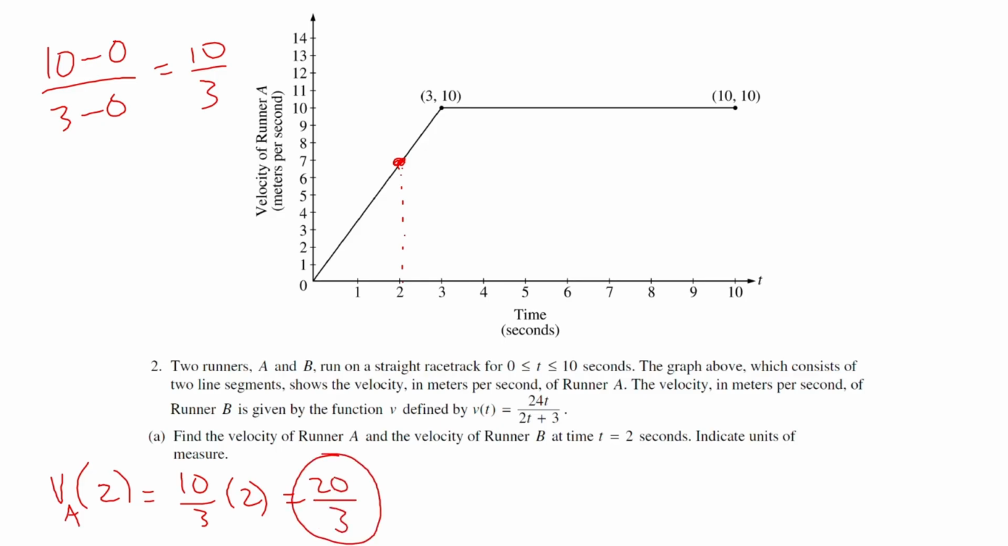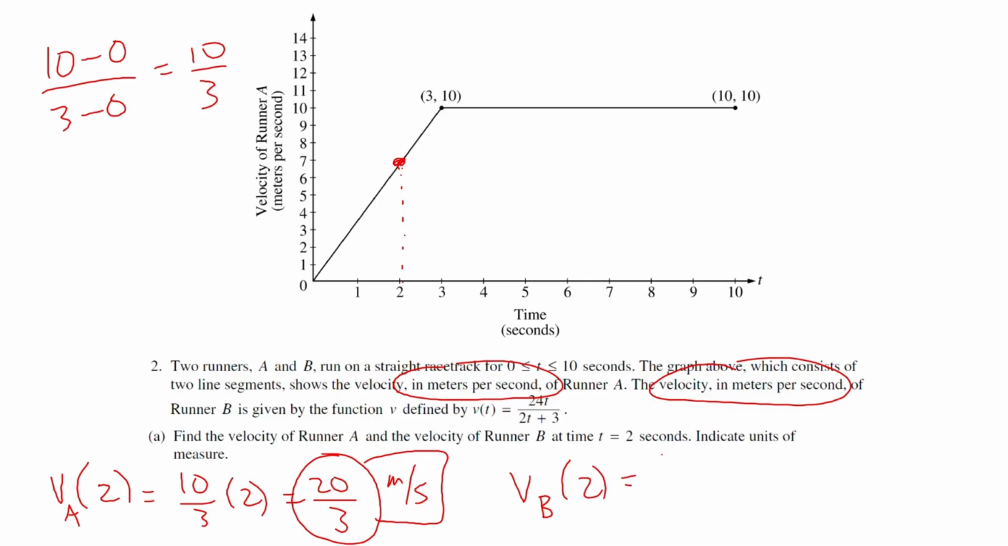And we want units here, so the velocity, they've already even told us, it's just meters per second, so you better not miss meters per second since they tell you both of them are in meters per second. And then for runner B, the velocity of runner B at 2, well, we just need to plug in 2 to this. Well, 24 times 2 is 48, and 2 times 2 is 4, plus 3 is 7. So that one is 48/7 meters per second. And they gave you 2 points for that. So 1 point for runner A and 1 point for runner B.